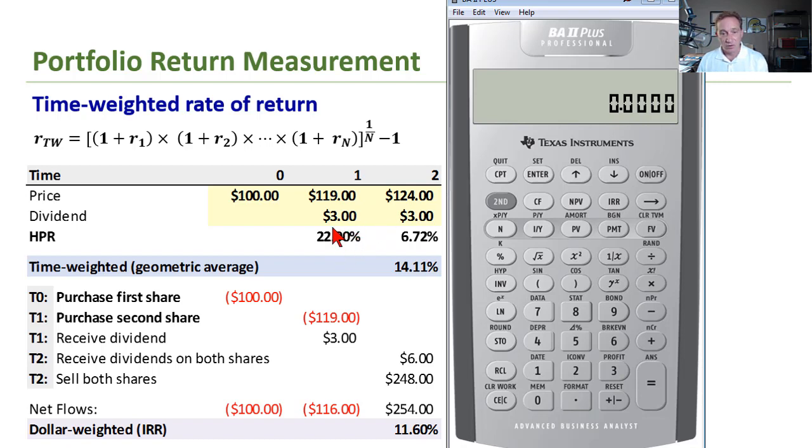What's my holding period return for the first sub-period? Well, if I want to articulate the steps here, I just say open parens, I take my price of 119, I add 3, and then I could subtract 100, but I'm going to take a shortcut here. I'm going to just close parens and then go ahead and divide by the price, so that I'm getting 1 plus the holding period return.